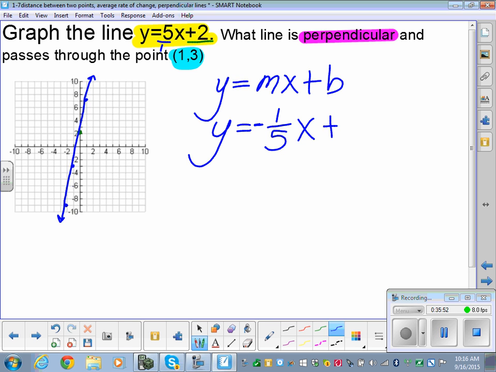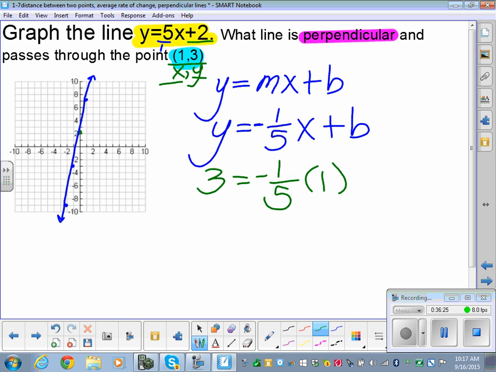And then we have x plus b. Now we can't use the same y-intercept. But we do know something else, guys. We know it passes through the point 1, 3. Well, remember, guys, these are x, y points. So we know that this is x and this is y. So plug it in here. So y is equal to what? 3. So we have 3 is equal to negative 1/5, and then x is, guys? 1. Okay, 1. And then we have plus b.